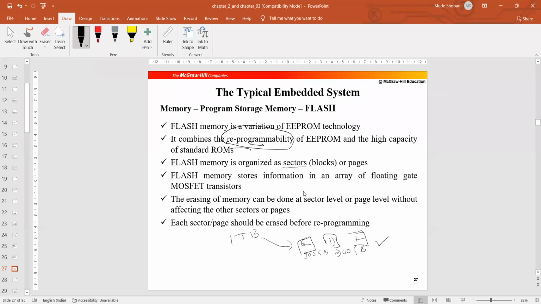Flash memory is organized as sectors or pages. Generally, you have memories like DVD or like this, like cells, right? So these contents will be there in that. So sectors means this. Each sector has unique locations and it can store a certain amount of information. It may store 1 MB, it can store 2 MB, like that the content will be stored in this, right? Sectors are blocks, meaning the chip area will be divided into different sectors. Each sector has its unique feature or size.